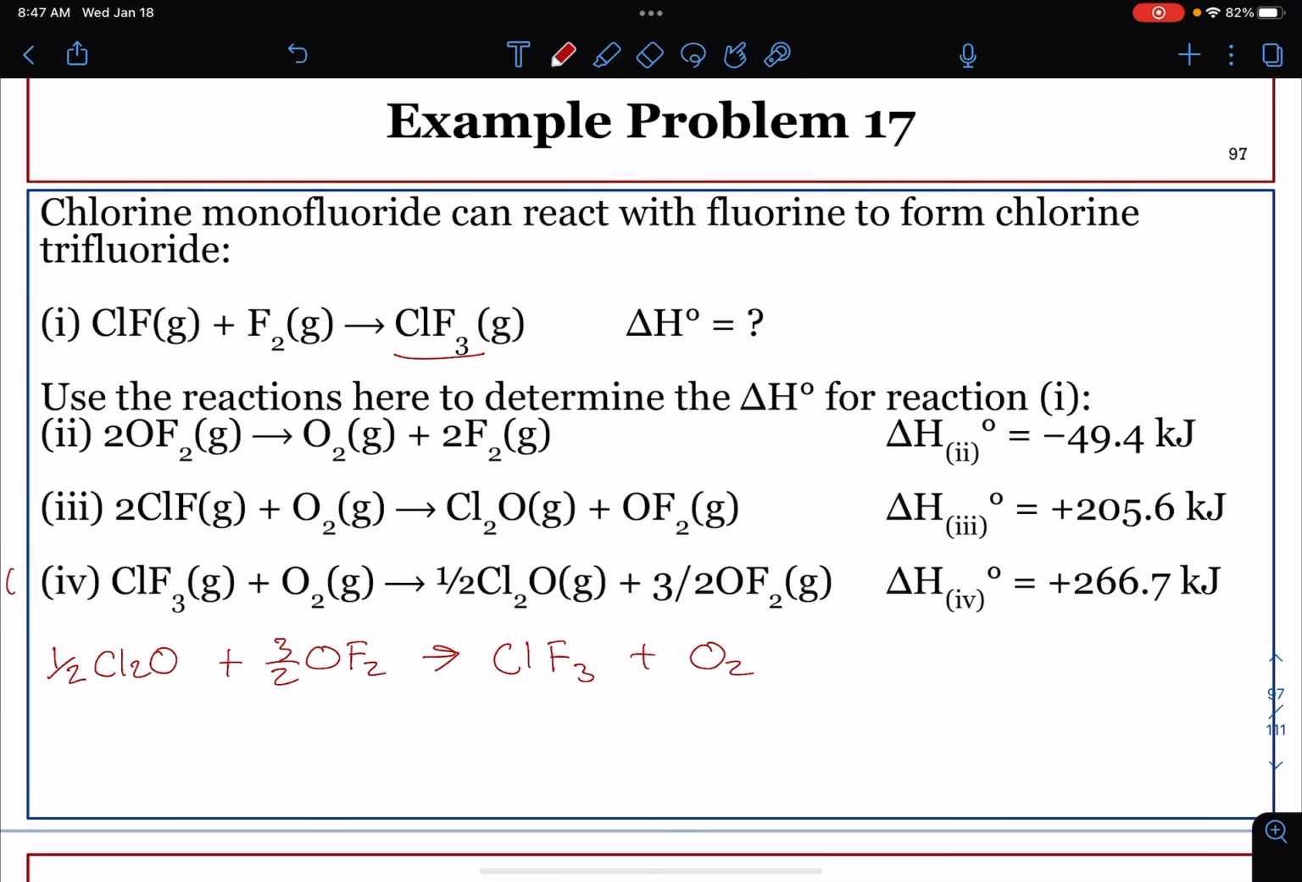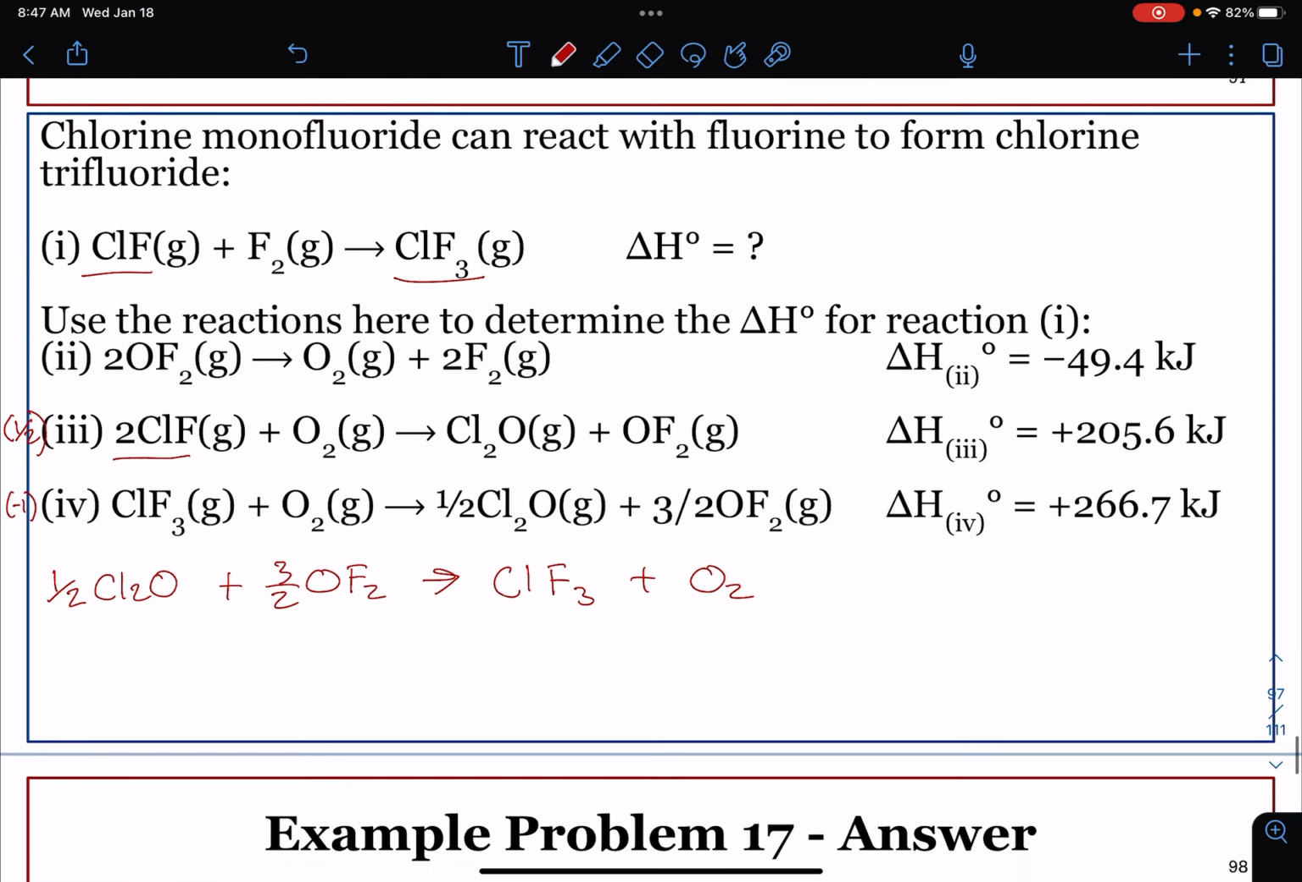We are going to write a little -1 here by 4 to remind us that that's what we need to modify the delta H by as well. Now let's look at reaction 3. Notice that this ClF appears in reaction 3 on the reactant side, which is where we want it, but it has a coefficient of 2. So if we cut in half, or multiply by half, reaction 3, we will modify reaction 3 the way we need it to.